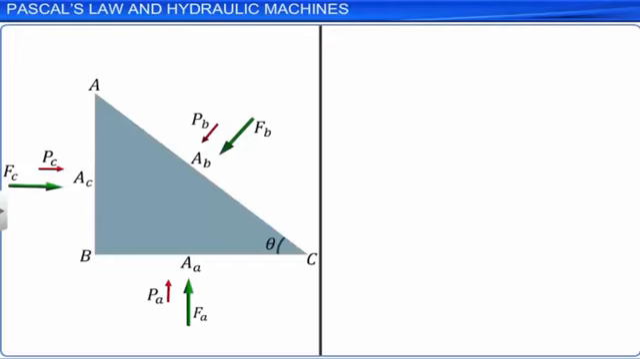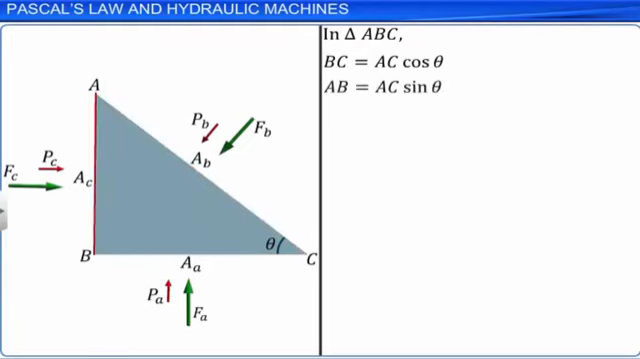Geometrically, in the right-angled triangle ABC, BC is equal to AC cosine theta and AB is equal to AC sine theta. The forces shown are normal to the respective areas that include the sides. Thus, we have FB sine theta is equal to FC and FB cosine theta is equal to FA. Let us call this equation 1.